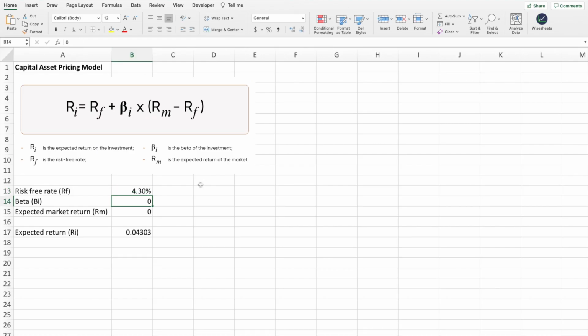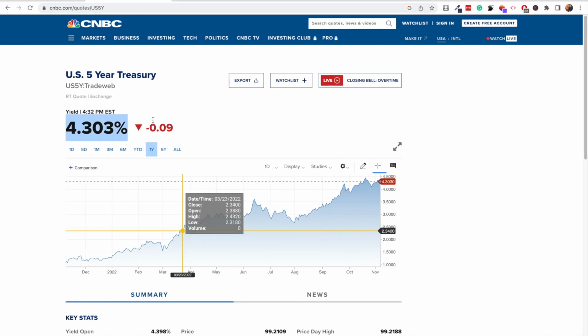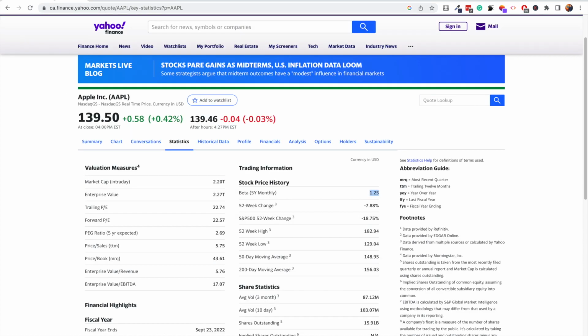And now it's part of the formula. Next up, we have the beta. If you remember, there was a formula that I showed you before on how to calculate the beta. However, what I recommend is that instead of calculating this value manually, you can pick it from a source like Yahoo Finance or any other source online. So that way you don't have to calculate it yourself and you can get it exactly the way that you want it to be calculated.